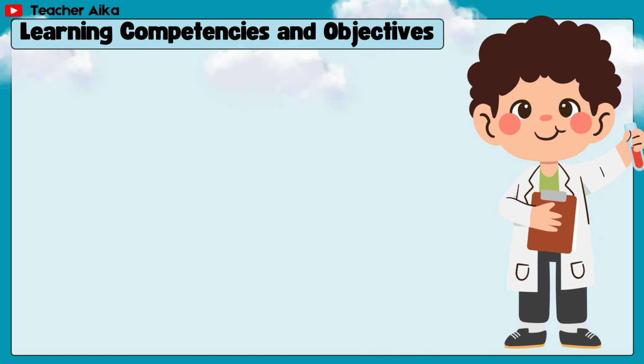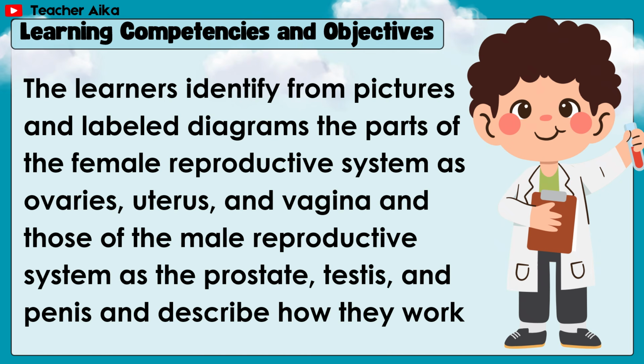Learning competencies and objectives. The learners identify from pictures and label diagrams the parts of the female reproductive system as ovaries, uterus, and vagina, and those of the male reproductive system as the prostate, testes, and penis, and describe how they work.